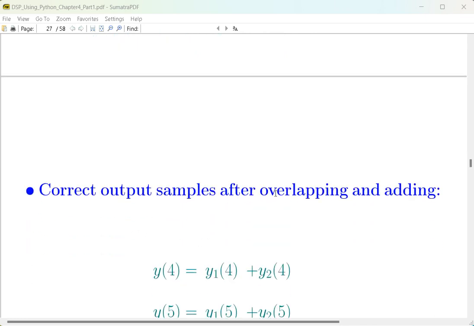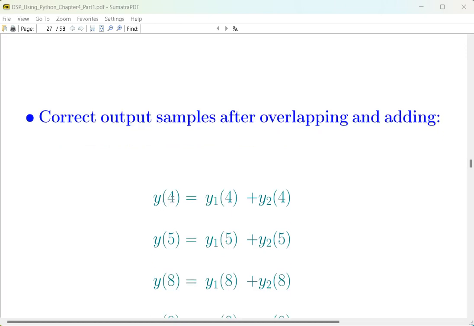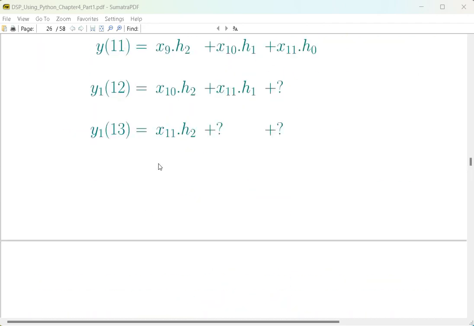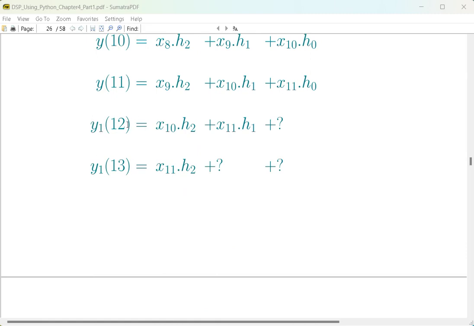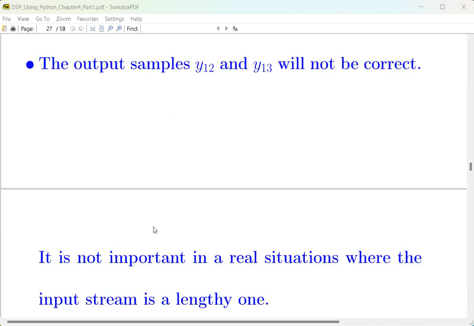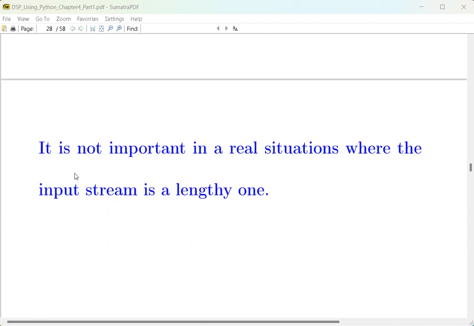Now correct output samples after overlapping and adding will be: y of 4 will be y1 of 4 plus y2 of 4, and the same story for y5, y8, y9. But what about the last samples? y1 of 12 and y1 of 13 will never be correct. The output samples y12 and y13 will not be corrected, never, because we have reached the end section of the stream. It's not important in real situations where the input stream is a lengthy one.